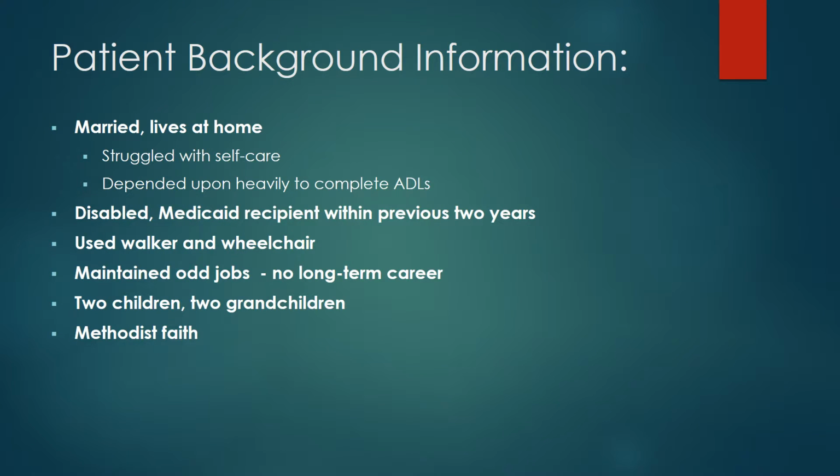The patient is married and lives at home. With her obesity, she struggled largely with self-care. She was very dependent upon her husband to complete various activities of daily living. She was disabled. Within the previous 2 years, she had become a Medicaid recipient because of her disabled status. She used a walker and a wheelchair.